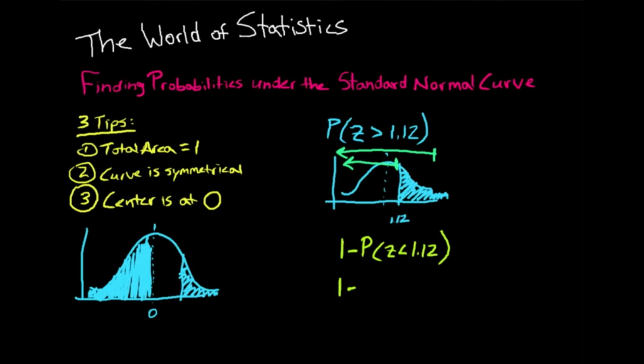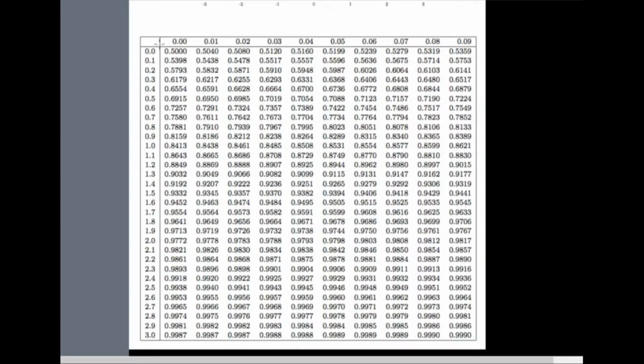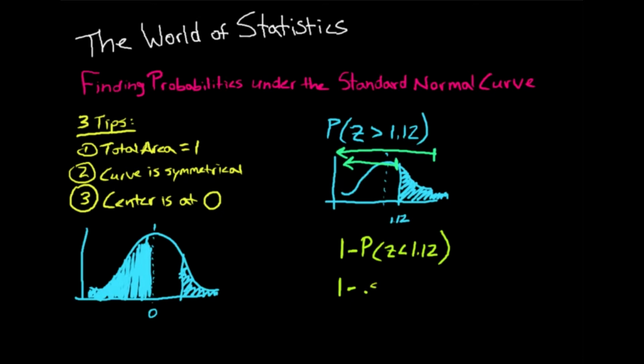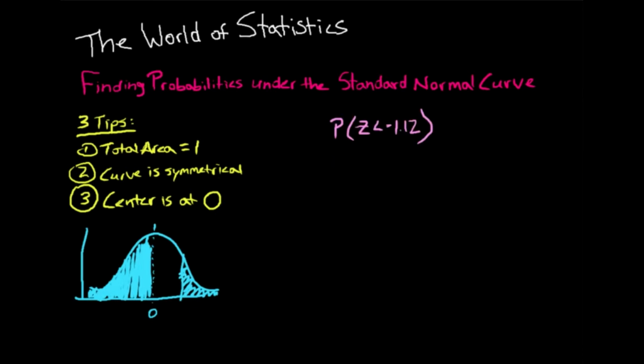So let's jump over to the table to figure out what this value is. Here we have the positive side of the standard normal table, and our value is 1.12. We go down to 1.1, and then over to the 0.02. This gives us a value of 0.8686. So in our equation, we have 1 minus 0.8686, and that gives us a value of 0.1314.